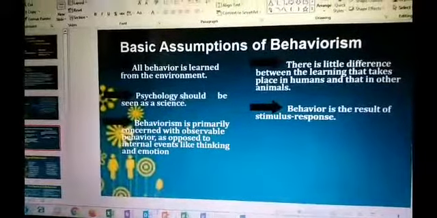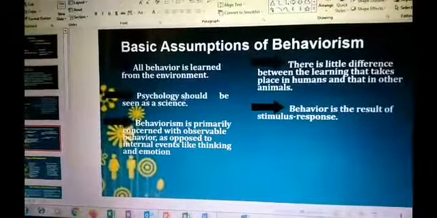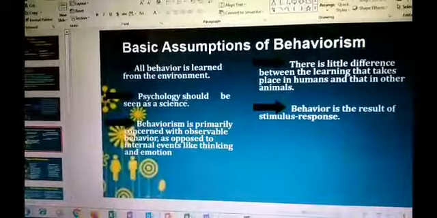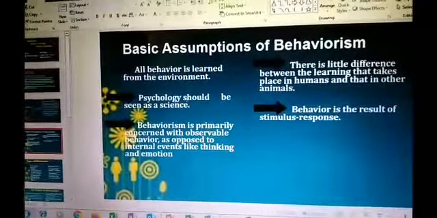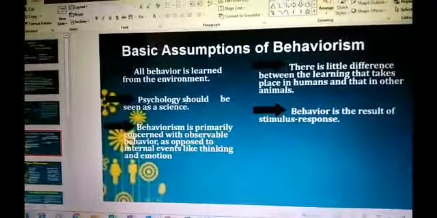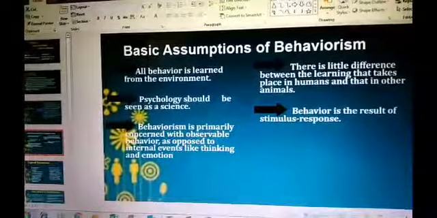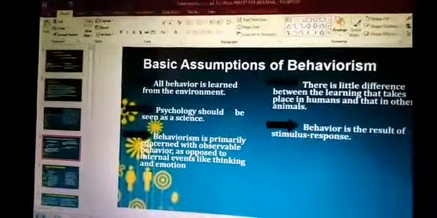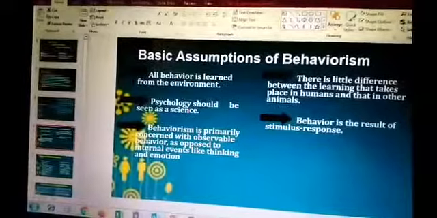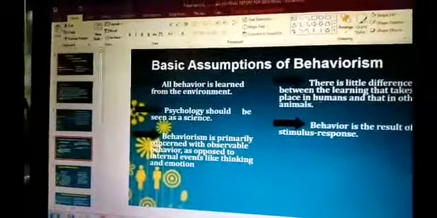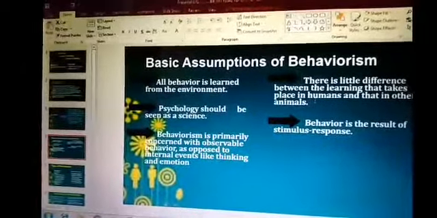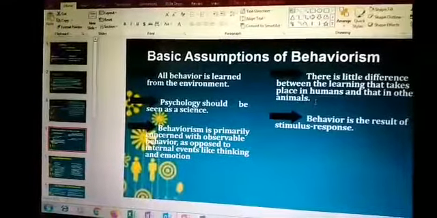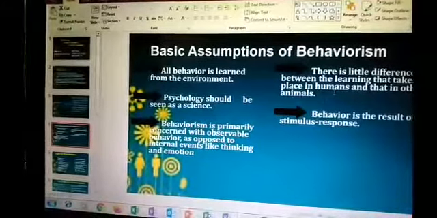The second basic assumption of behaviorism is that psychology should be seen as a science. Why? Because for me, theories need to be empirical, with data obtained through careful and controlled observation and measurement of behavior. Based on what I remember, Watson's psychology as a behaviorist views it as a purely objective, empirical branch of natural science, because the components of the theory should be as simple as possible, and psychology should be more operational, defining variables in terms of observable, measurable events.